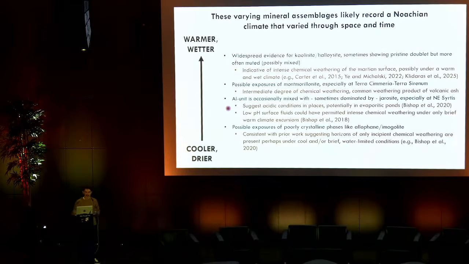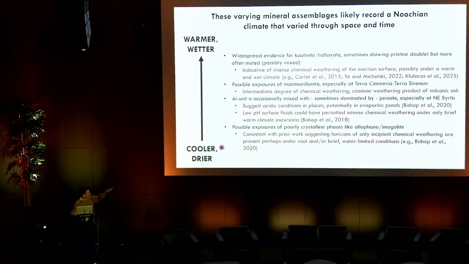Where we see the jarosite, sometimes mixed with the aluminum unit, but sometimes just dominating the aluminum units, that suggests acidic conditions in places, maybe evaporitic ponds. In these instances, it suggests we have low pH surface fluids, and that low pH might permit the really intense chemical weathering we're seeing with the kaolinite, but under more moderate conditions. So maybe not super warm, but temperate or cool climates, perhaps under briefer climate excursions, because the acidity increases the rate of clay formation.